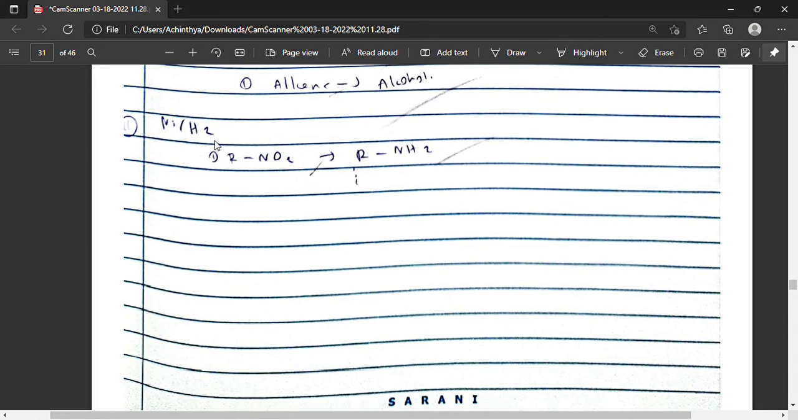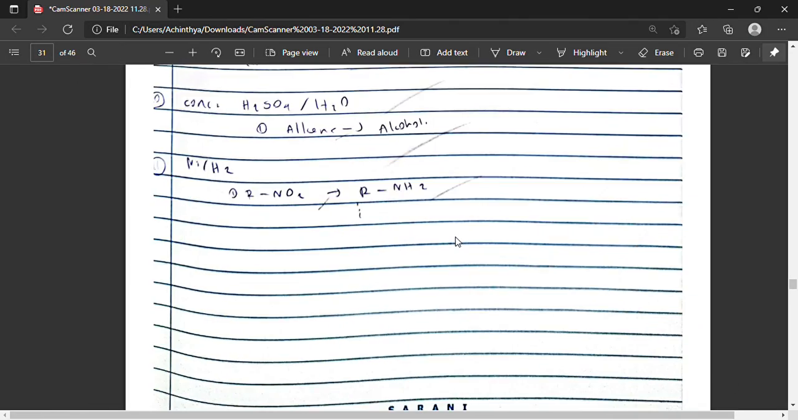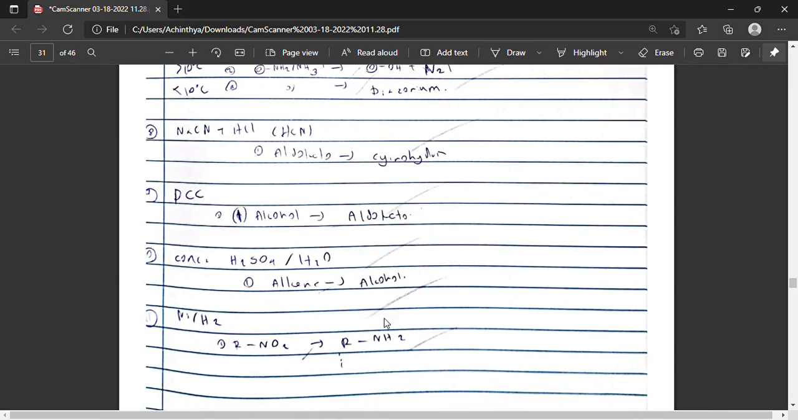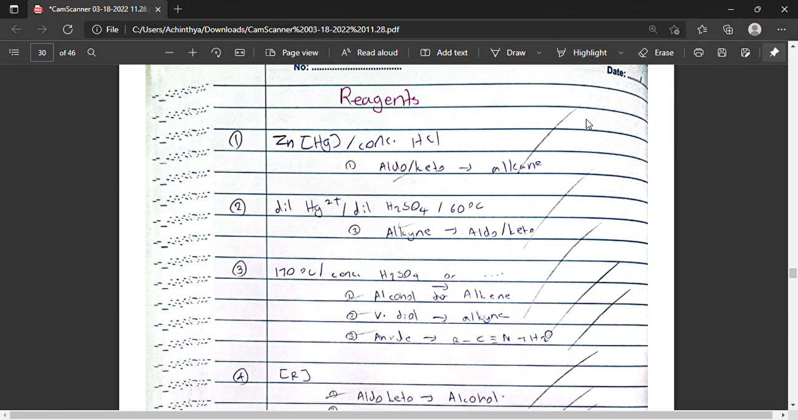Or we can use catalytic hydrogenation, in which we can catalytically hydrogenate alkyl nitriles into alkyl amines, or basically amines. We can also use it to convert alkenes into alkanes, or alkynes into alkanes, and so on. And I think we all remember Lindlar's reagent, so I didn't include that. And these are the organic reagents. This is a comprehensive list of organic reagents.